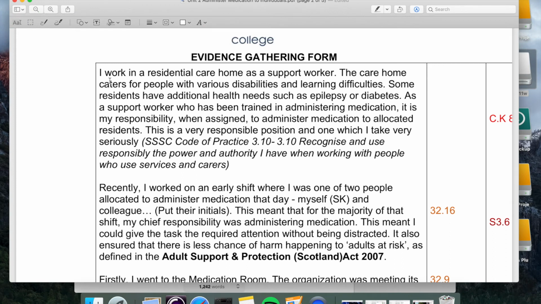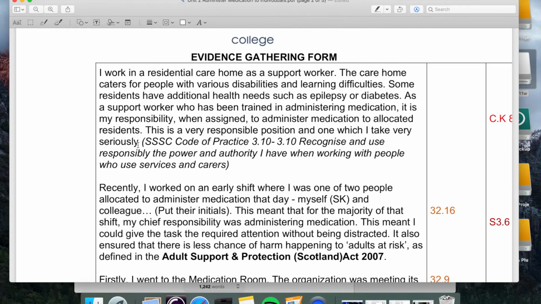You can start by work in a residential care home as a support worker. The care home caters for people with various disabilities and learning difficulties. Some residents have additional health needs, such as epilepsy or diabetes. As a support worker who has been trained in administering medication, it is my responsibility when assigned to administer medication to allocate residents. And you can say, this is a very responsible position and one which I take very seriously.